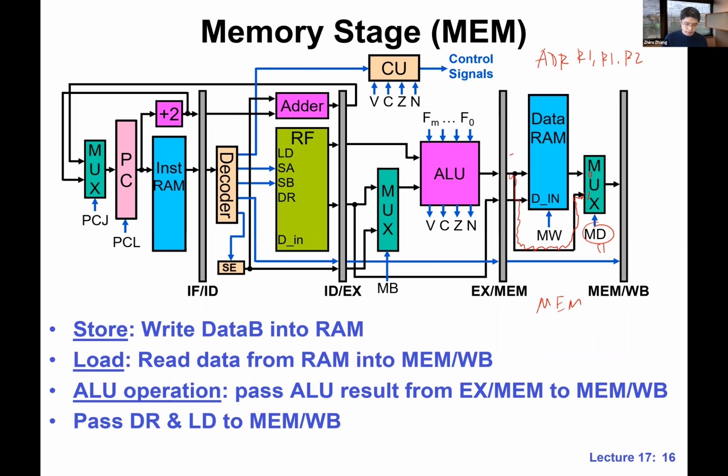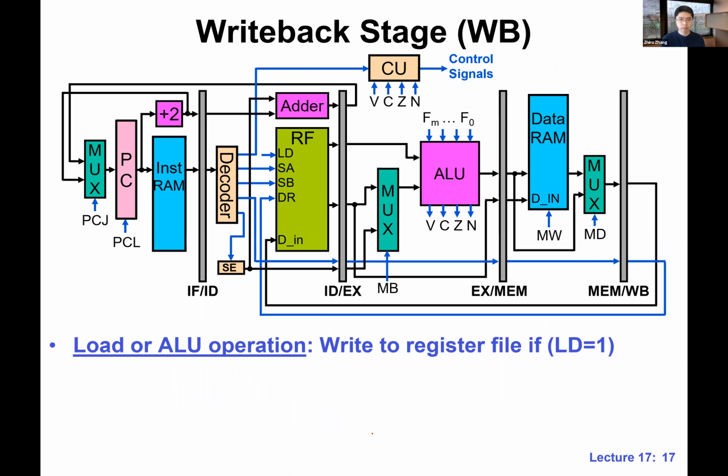Okay. Once again, we pass DR and LD. We basically pass it all the way to the final stage. Okay. In the final stage, WB, write back, we write back. As simple as this. We follow this pass. We write it back to D in. If LD is 1, right? LD means whether we load or not for the register file. If LD is 1, we're going to use this backward pass and write the value back to D.